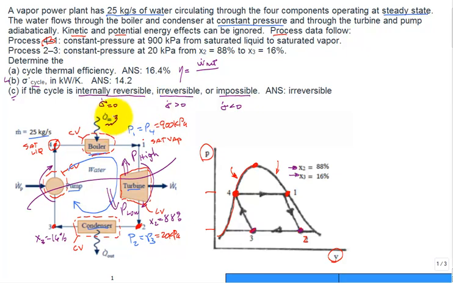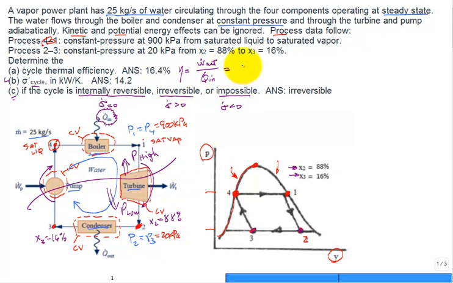And what we have to do is burn some fuel to provide Q dot in to the boiler to make this power cycle work. Okay, so we just need to calculate the ratio of W dot net. Well, what's W dot net?